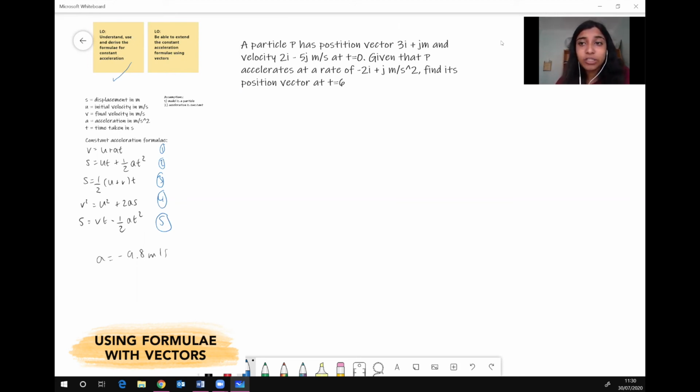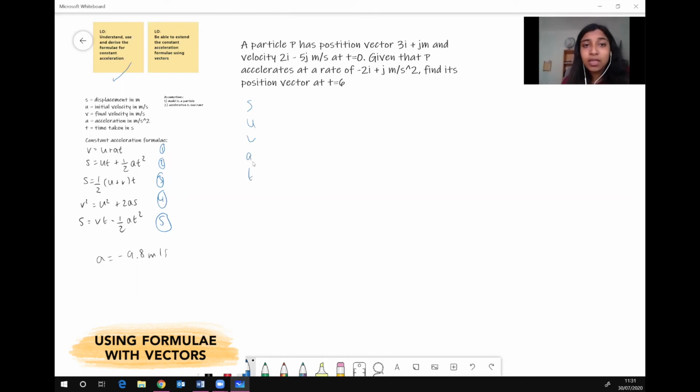Feel free to pause the video and try it out for yourself. So we have a particle P with position vector 3i plus j meters and velocity 2i minus 5j meters per second at t equals 0. Given that P accelerates at a rate of minus 2i plus j meters per second squared, find its position vector at t equals 6. So like we did before, we just want to write out all our SUVATs.